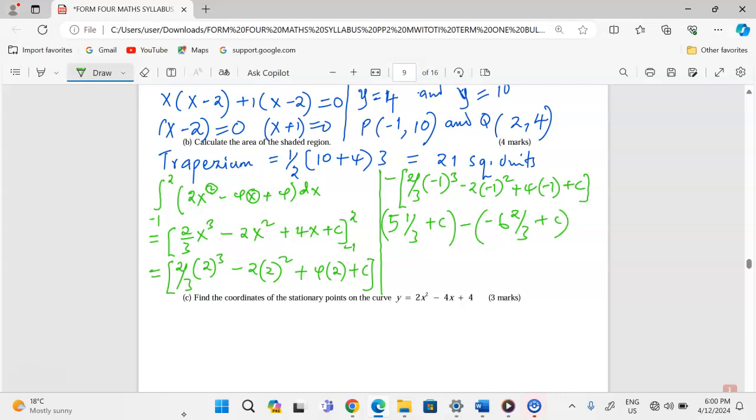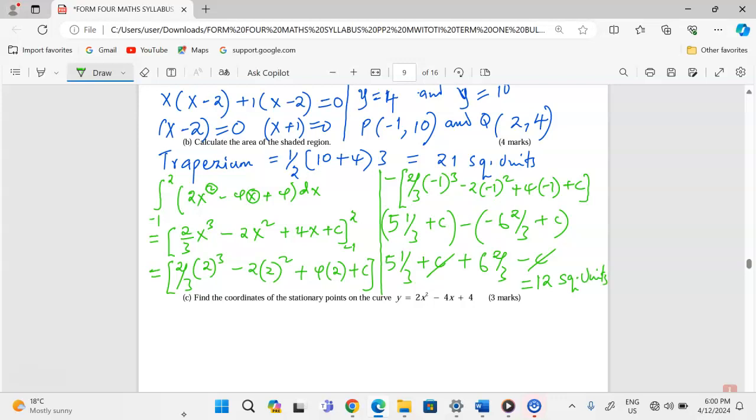So at this point, we can talk about 5 1/3 plus a constant, then positive now, 6 and 2/3 minus c. So the constants of integration will cancel one another, and we're going to end up with 12 square units.